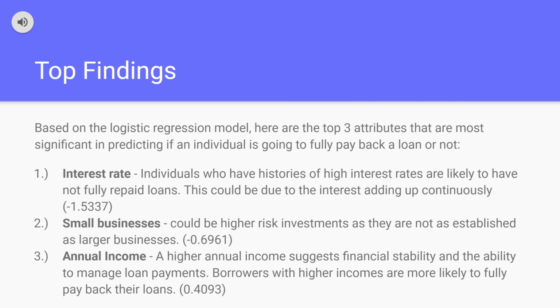Lastly, and the only significant positive coefficient determined from our model, is annual income. A higher annual income suggests financial stability and the ability to manage loan payments. Borrowers with higher incomes are more likely to fully pay back their loans. This positive coefficient means that a higher value of annual income is correlated with a stronger likelihood of being classified as someone who is going to repay that loan.